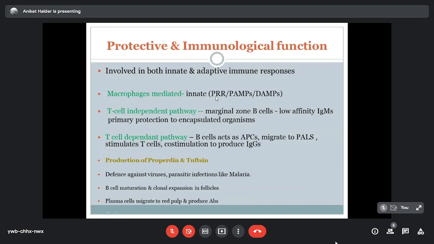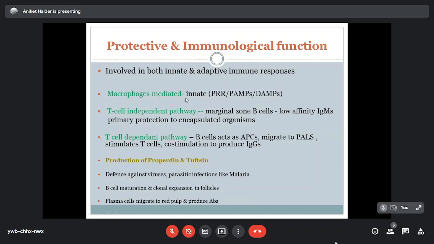These pattern recognition receptors can identify different molecular patterns, which are known as pathogen associated molecular patterns, the PAMPs, or the damage associated molecular patterns, that is the DAMPs. So these pattern recognition receptors are the toll-like receptors, and other forms of receptors like the NOD-like receptors, C-type lectin receptors, and the RIG-like receptors. These receptors are present in the macrophages in the marginal zone.